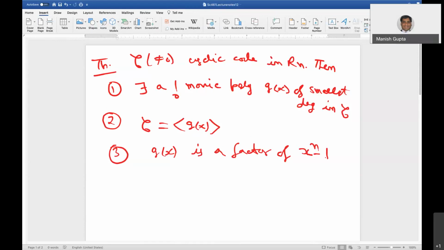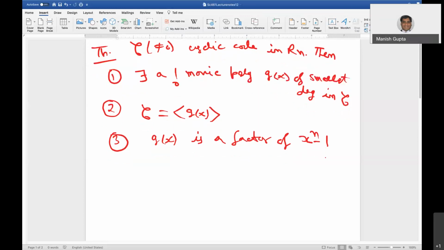If C is a cyclic code in Rn, a polynomial ring, Fq[x] modulo x raised to power n minus 1, right? As I have shown to you in the example of Z2 raised to power 3, so basically Z2[x] modulo x cube minus 1. Or I have shown you an example of R3. So I need to prove these facts. These are very, very simple facts to prove. Let me prove them one by one.